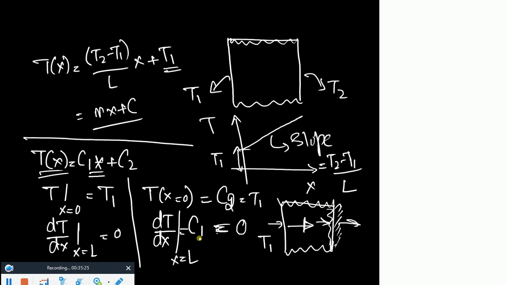Right? So you can see it, for example, what is C1? C1 is 0. So what would you get as T(x)? T(x) would be T1. It means that for all the x points you have T1. Do you understand it? So once you use the boundary conditions, you should be able to look at it from the mathematical point of view, where you are going. Okay, this is just one scenario. Anything else? No? Okay.